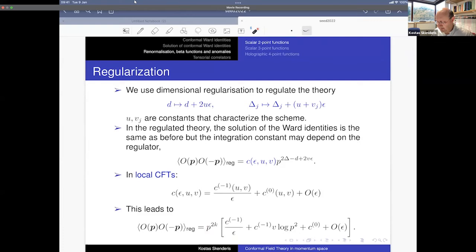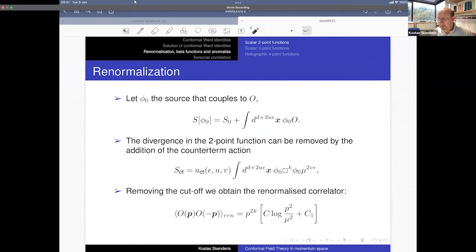So now once we regulate, the next step is to remove the infinity. And the infinity is removed with a counterterm. And the counterterm is constructed using the sources that couple to this operator. So if I differentiate with respect to the source, I generate insertions of my operator. And then the counterterm is quadratic in the source because I want to remove an infinity from a two-point function, which is related to two derivatives of the action with respect to phi naught. So that's why I have phi square here.